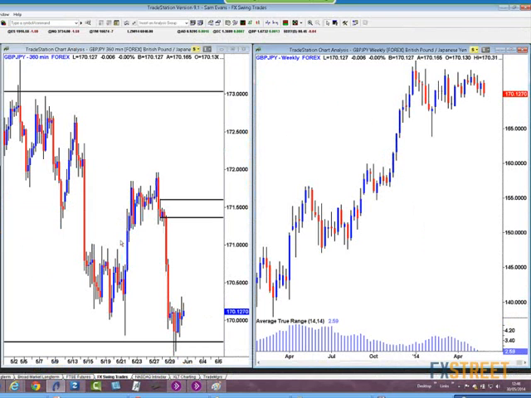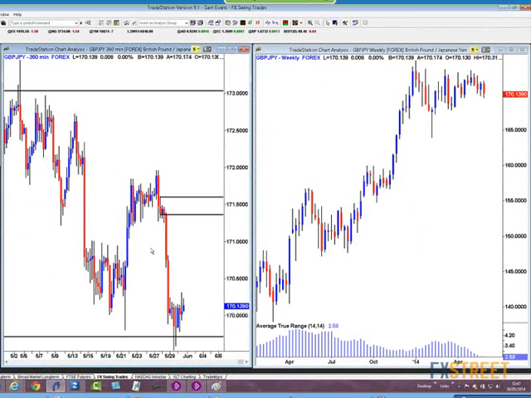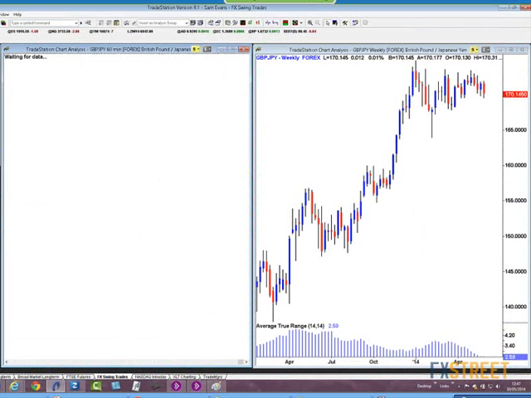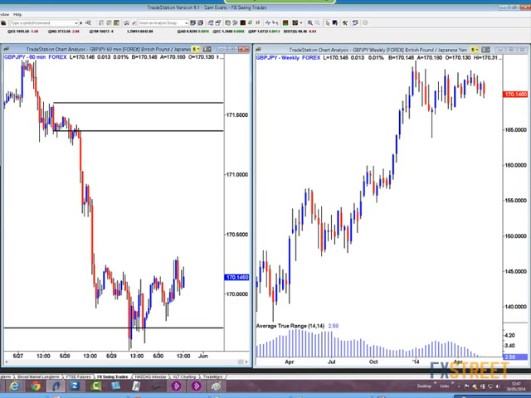I would only go long if I had an entry signal. And somebody asked me, can I do these levels on smaller time frames? Absolutely, absolutely. But I like the bigger time frames because they're typically a little bit more reliable.